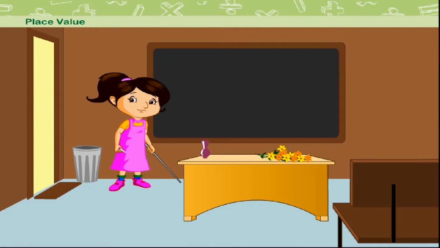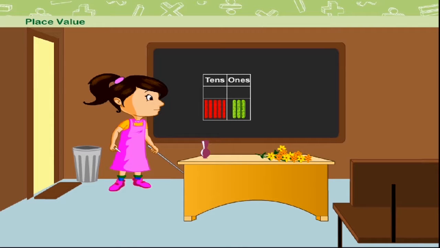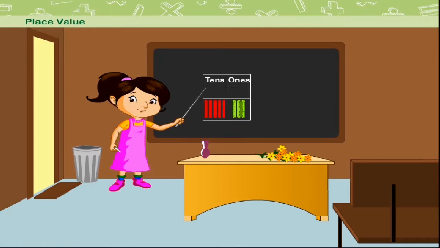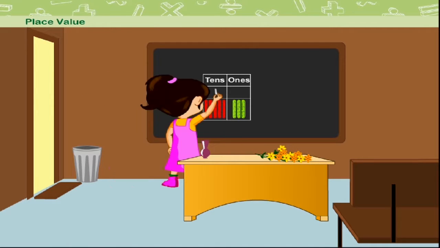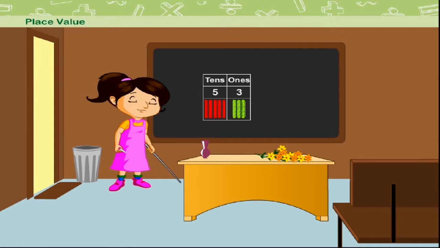Place value. Reena is looking at these sticks. There are 5 sticks in the tens place and 3 sticks in the ones place. 5 tens and 3 ones make 53. The place value of 5 is 50 and the place value of 3 is 3.